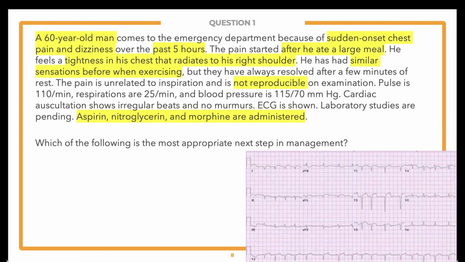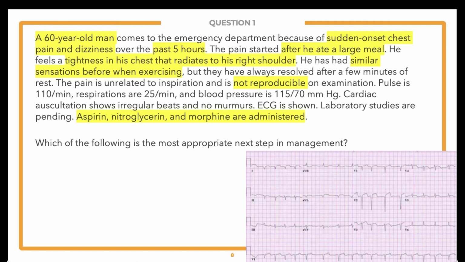Of course, I always like to think of demographic, right? 60-year-old man, that opens up a whole barrel of things. So what do 60-year-old men get? What are my differentials in the situation? Right away, you start thinking about that. Okay, came in with sudden onset chest pain and dizziness over the past 5 hours. That's important. Chest pain's a buzzword there. Dizziness is important. And length of onset of symptoms is also important. So you've got to start thinking about what could that be.